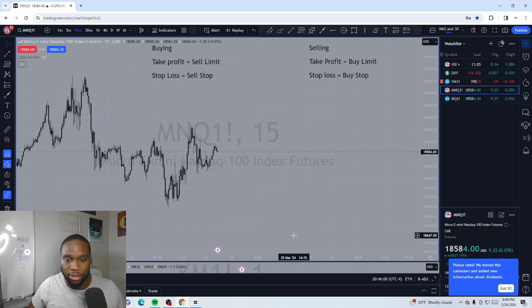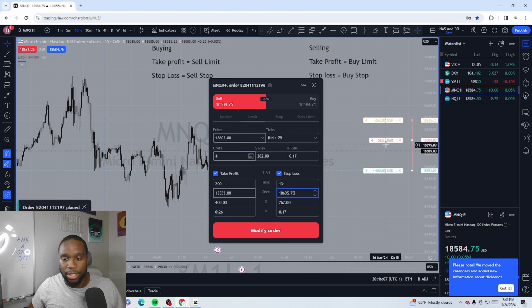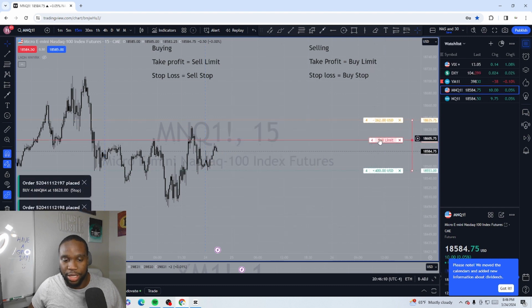You press enter and boom. You see the trade is exactly how you want it. You can move it around depending on how you want to enter your trade.